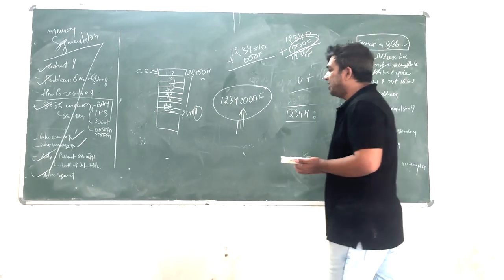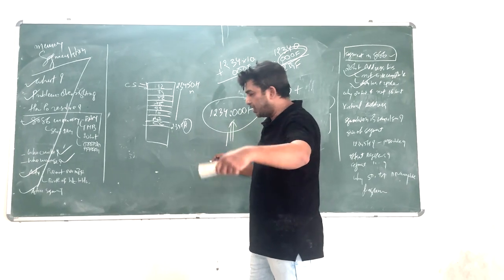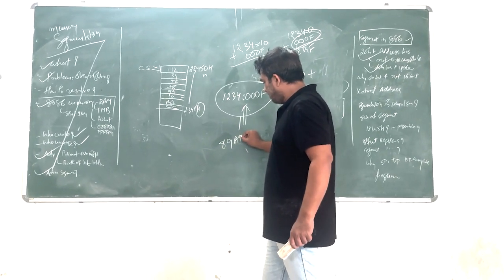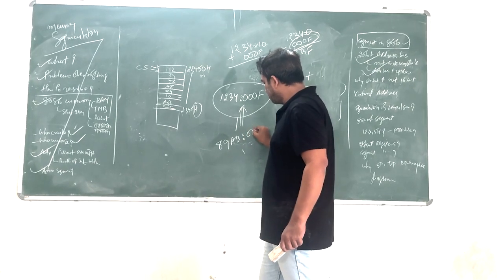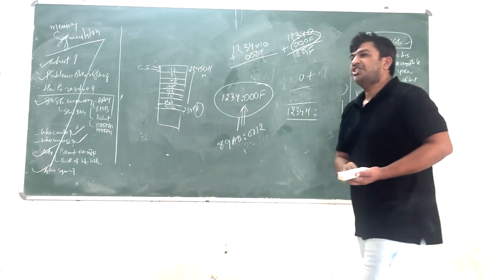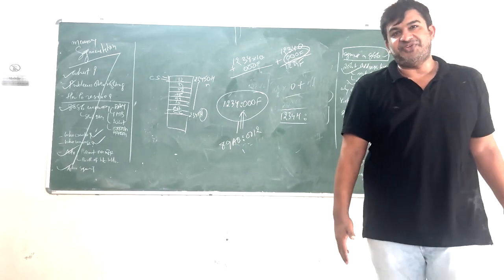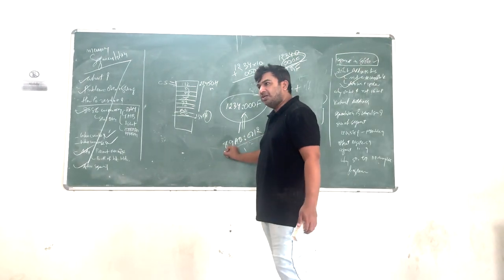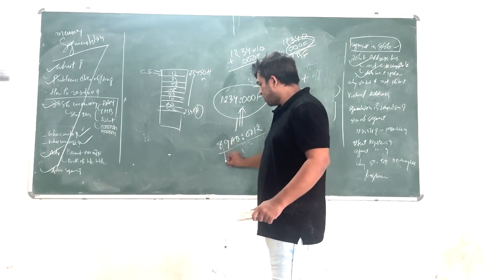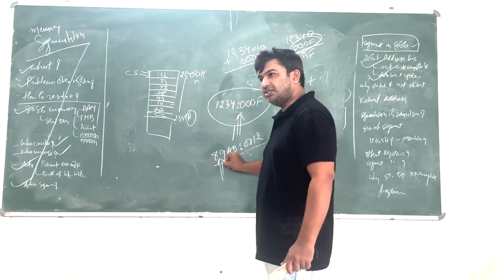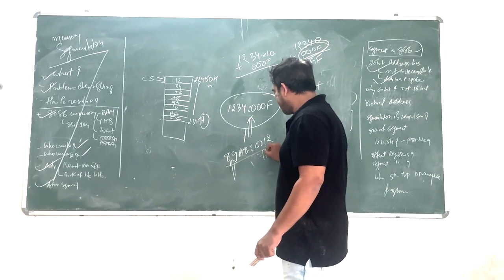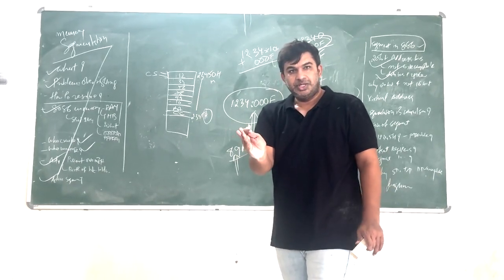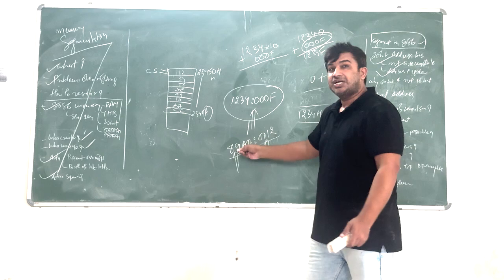What is my physical address if, concentrate here, 89AB colon 0012. This is my virtual address. You need to tell me the physical address. What do you mean by this? Your segment is starting with this location, and I want to go 12 steps inside that location to get my actual value. What is my physical address?